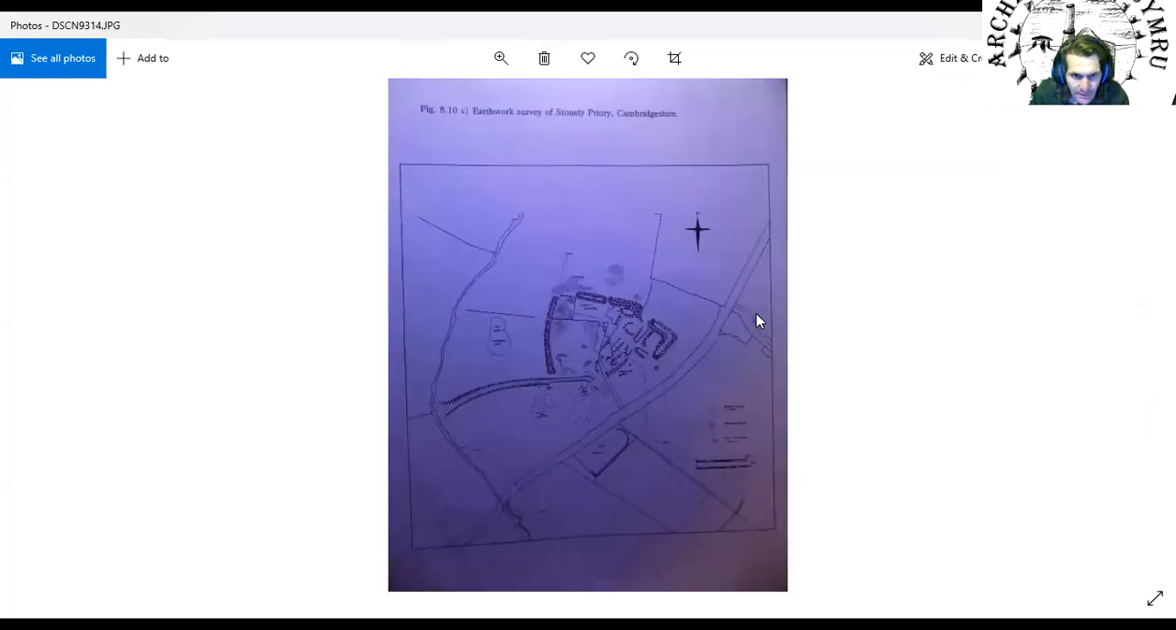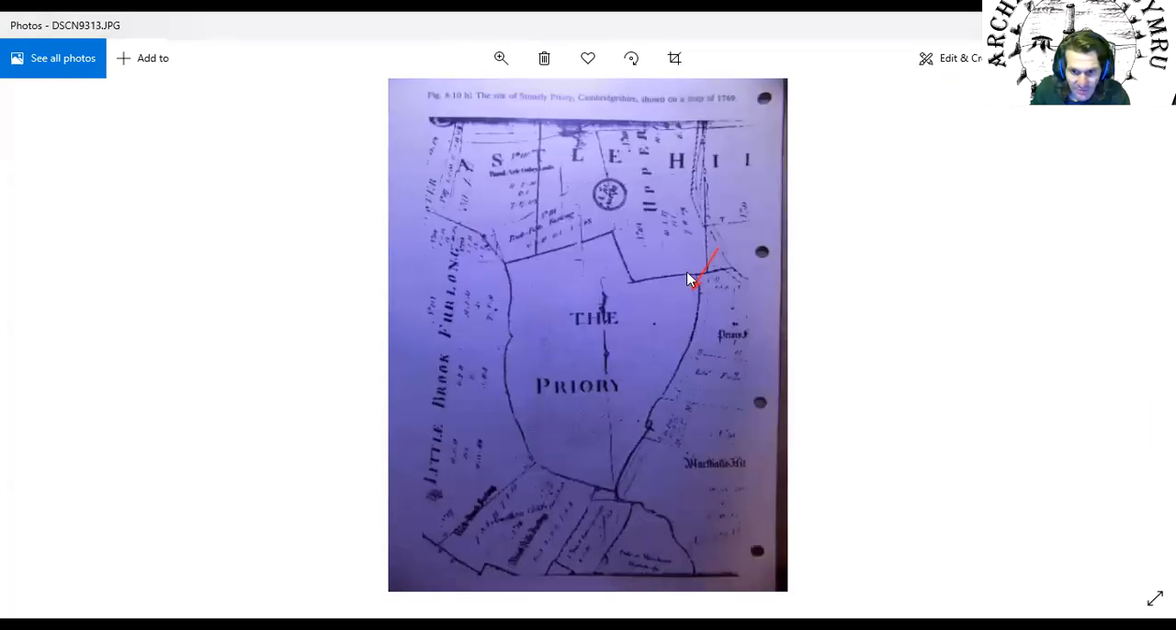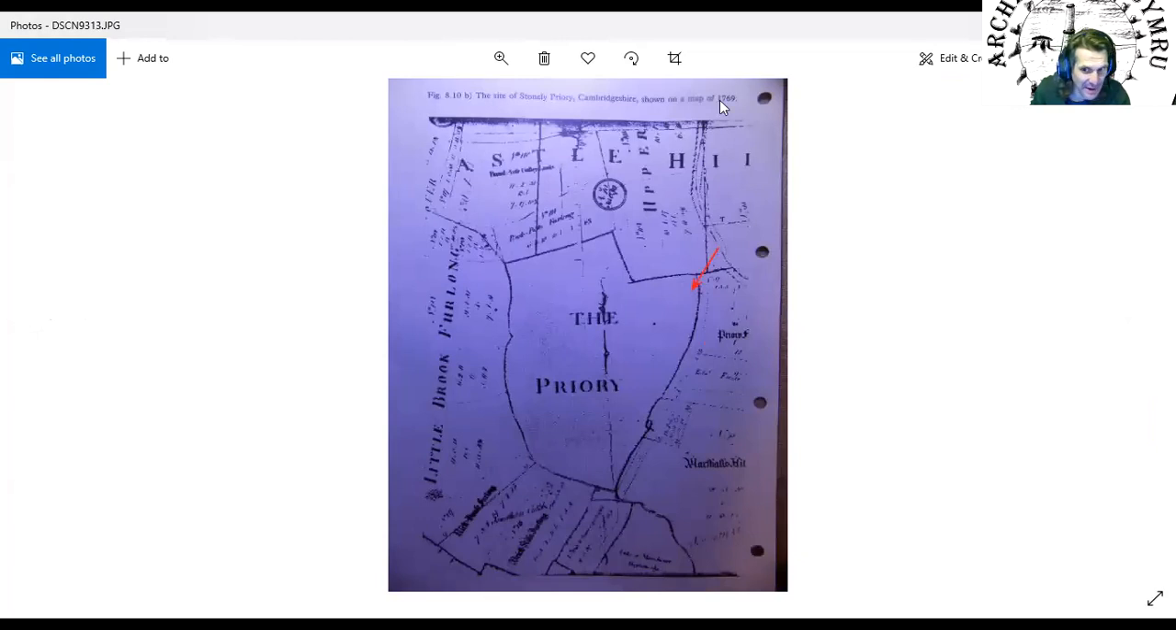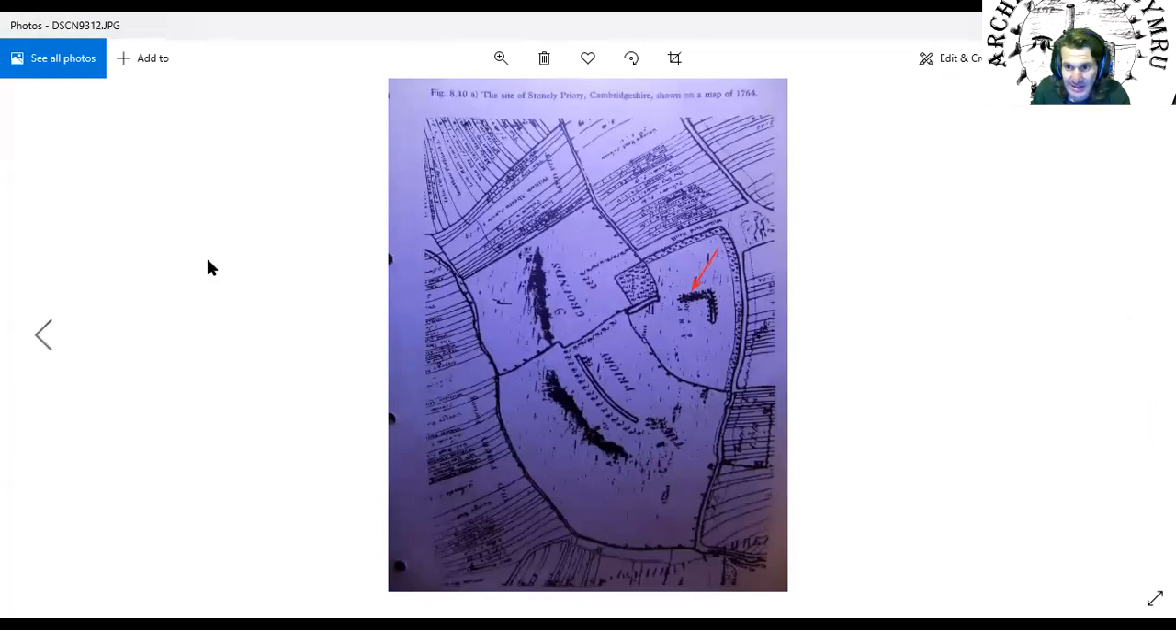Now, all of these are of the same area. But the only thing all these maps have in common is this boundary. Look at that boundary there. Let's move again. There's that boundary. Everything else is gone. But if you want to go back, the priory existed before the map in 1769 was made, and also before the map was made in 1764.